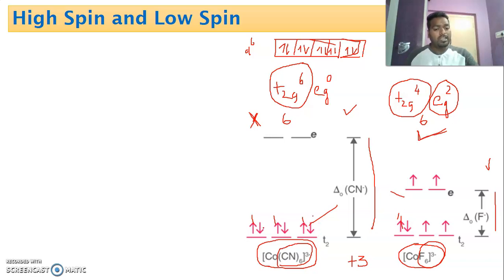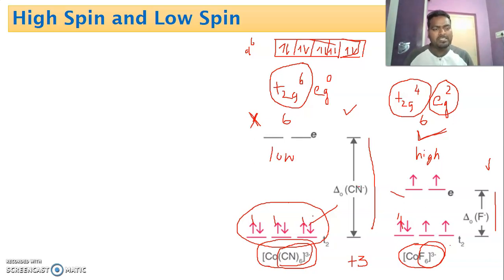And if it is a strong ligand, you observe here there are no unpaired electrons. It is going to decrease the number of unpaired electrons. But if it is a weak ligand, the number of unpaired electrons is more. So this is called a high spin complex, and this is called a low spin complex.